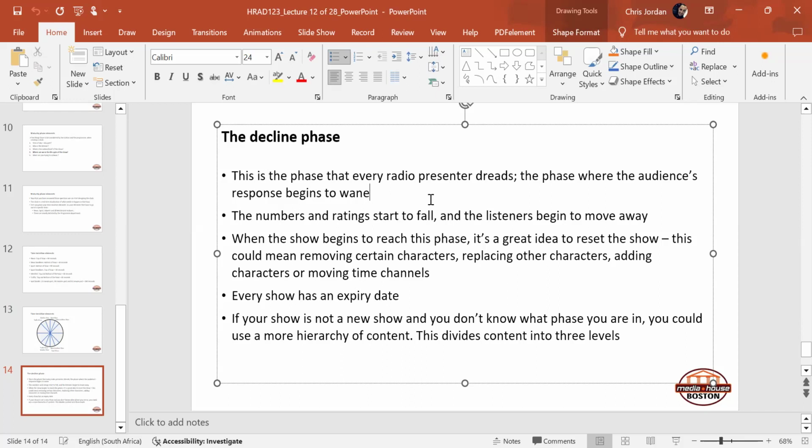We do try and obviously spruce it up, spice it up, by maybe changing parts of the team. Definitely, continuously. We don't have to get to the decline phase to make sure that the show grows and evolves throughout time. When the show begins to reach this phase, it's a great idea to reset the show, as I said, with maybe new people, new voices. But again, it's going to get exhausting.